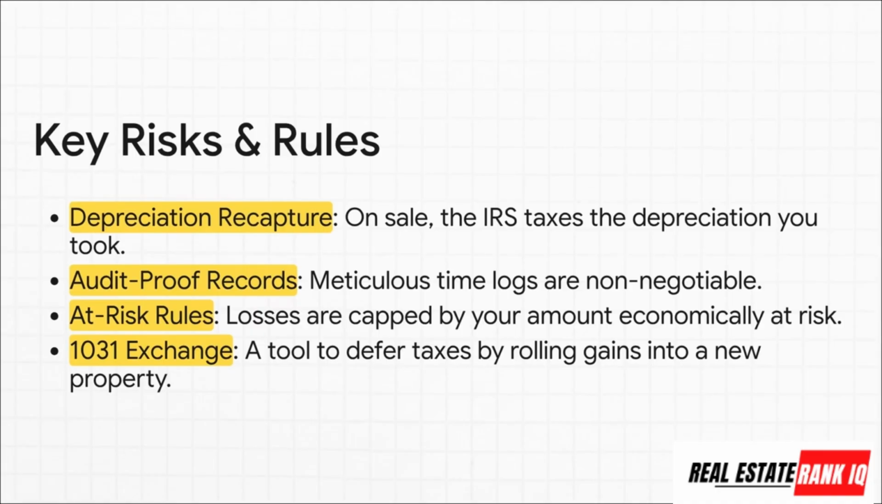And what happens if you have a bad year and don't qualify? Well, your losses become suspended passive losses. They're not gone forever, they just carry forward until you either qualify again or sell the property. Under the entire disposition rules, when you sell, you can often release all those built-up suspended losses. And finally, a great tool to manage that recapture tax is the 1031 exchange, which lets you defer taxes by rolling your proceeds into a new, similar property.